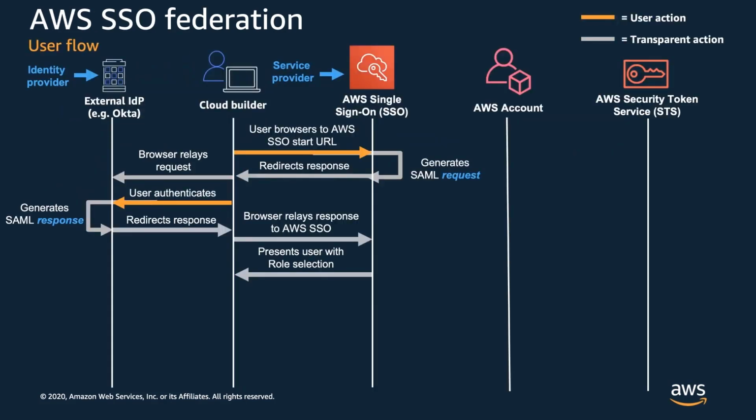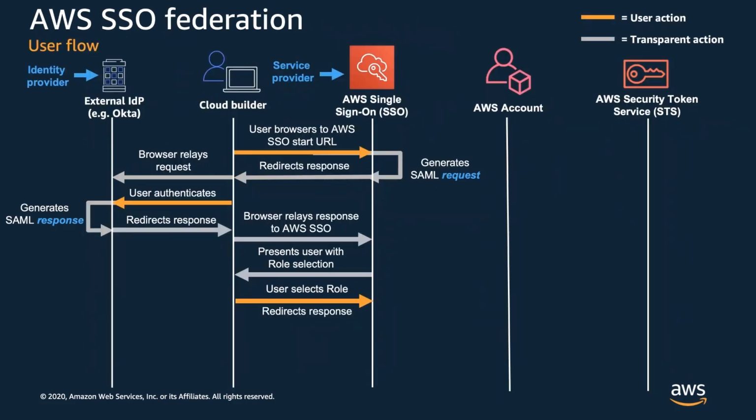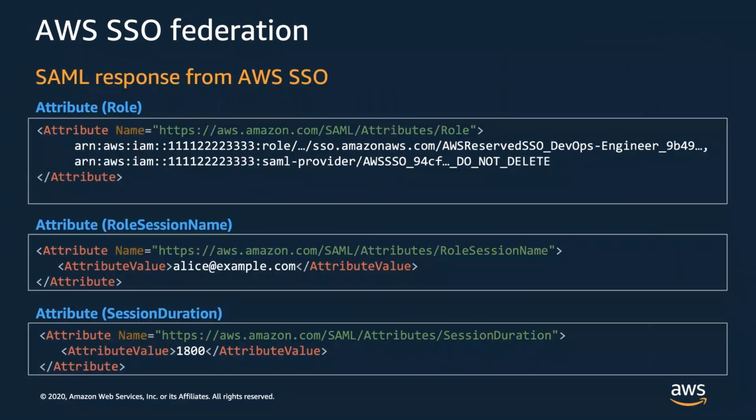Based on the user's identity from the assertion, AWS SSO presents user with the list of accounts and roles this user can assume. User chooses the account and role from the list, and AWS SSO generates another SAML assertion and redirects user to the AWS IAM SAML endpoint. Let's quickly look at this SAML assertion now.